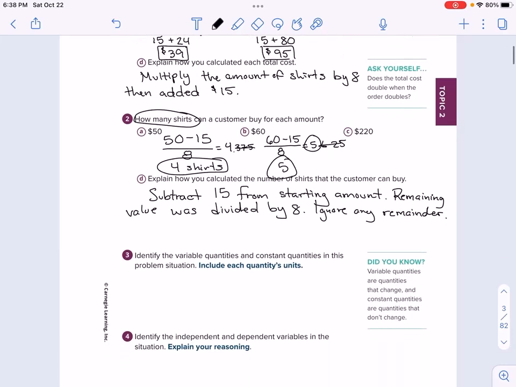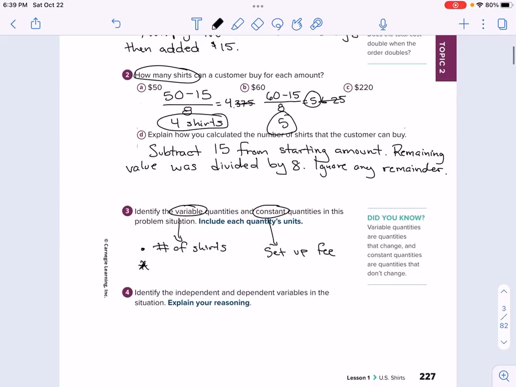All right, and then number 3, identify the variable quantities and constant quantities in the problem situation. So what are the things that vary? What are the things that are constant, meaning, what are the things that stay the same? Let's say variable quantities. The thing that's variable here is the number of shirts. The constant is the setup fee. The setup fee is always the same. It's always going to be $15.